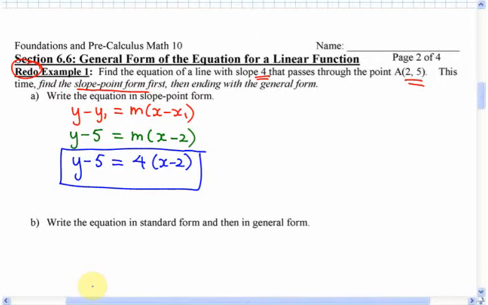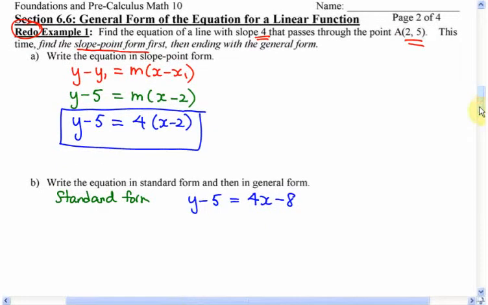Now, how can we write this in standard form and then general form? Well, just like before, for standard form, we have to make sure that all the variables are on the left-hand side and the constant term is on the right-hand side. I'd probably take that equation in blue and expand it out. Distribute the 4 into the bracket of x minus 2 to get 4x minus 8.